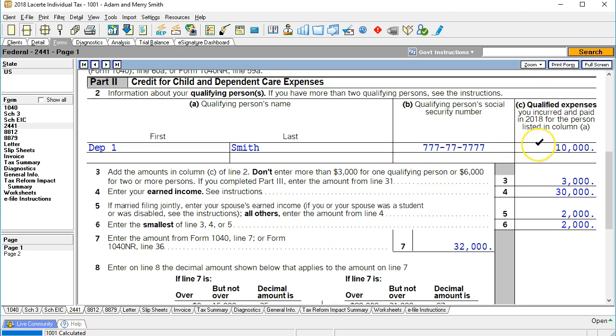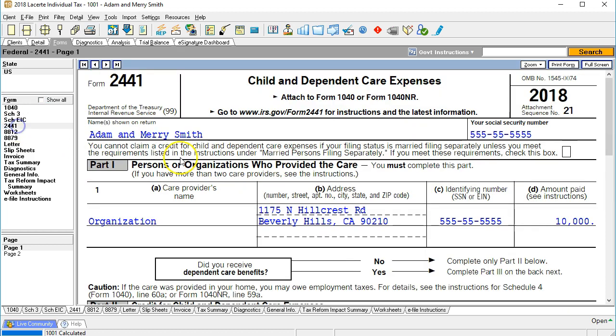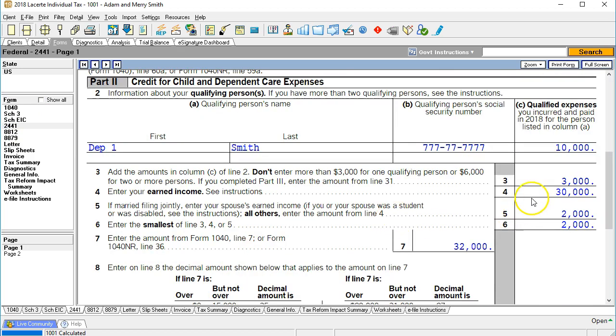For example, if the qualified expenses are the 10,000, then line 3 is limited to 3,000 because we had one dependent. And now we're going to say that the earnings for one spouse was 30,000 and the earnings for the second spouse was 2,000. So 3,000, 30,000, and 2,000. For a total, if we go to the 1040, W-2 earnings, we're just saying here, are 32,000. So it's being broken out. That 32 is being broken out on this 2441 as 30,000 from one spouse, 2,000 for the other.